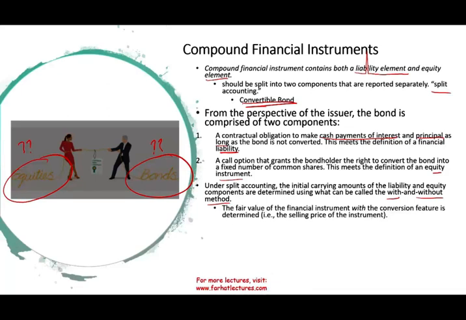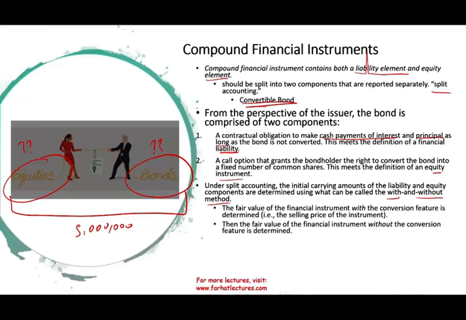The fair value of the financial instrument with conversion feature is determined. So basically, we'll try to determine what is the fair value of the whole deal. Let's assume for the whole deal, I'm just going to make up this number, $5 million. So we sold the bond at $5 million, and that includes the bond feature and the equity feature. Then we'll try to determine the fair value of the financial instrument without the conversion feature. If the whole thing is $5 million, we find the fair value of the equity, and we say the value of the equity is 200,000. So we subtract 200,000 for the equity component. Well, guess what? Then the bond value is 4.8 million.